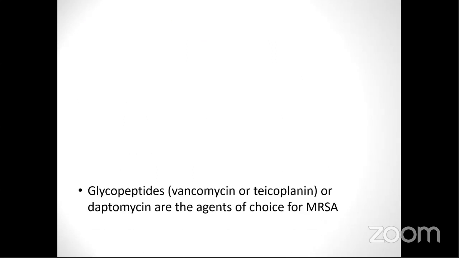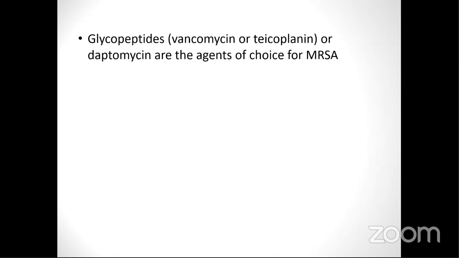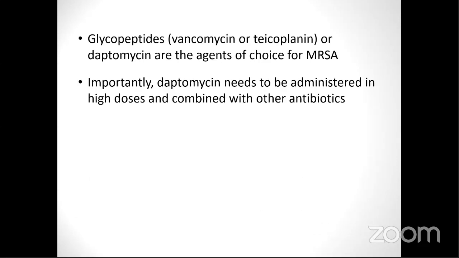Now, let us know that glycopeptides, vancomycin or teicoplanin, with daptomycin coming next, are the agents of choice for MRSA. But we have to know that daptomycin needs to be administered in very large doses and combined with other antibiotics. And unfortunately, up till now, we don't have daptomycin in Egypt, although it's expected to be there very soon, inshallah.